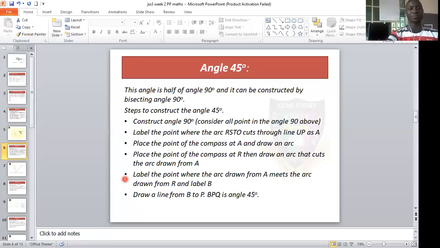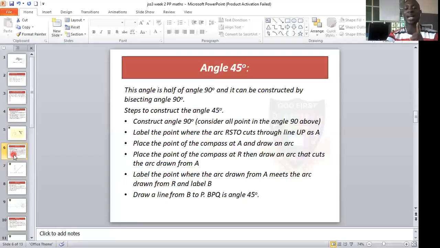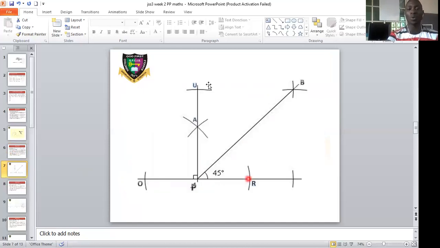So let us take it now. This is how you go about it. First, you draw your RSTO. This is our angle 90 degrees. UP is our angle 90 degrees. This is point R, this is point O. Follow the instruction very well. It said where the arc RSTO cuts through the line UP, label the point as A. This is point A.